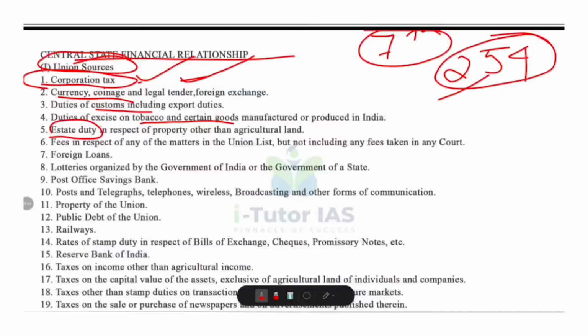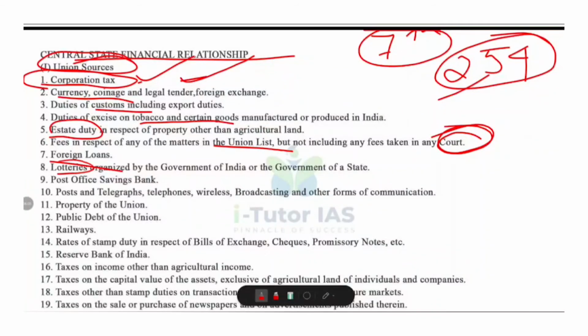Tax on inherited property other than agricultural land. Okay, so it is called estate duty. Then fees on union list matters, that is fees collected for subjects mentioned in the union list except court fees. Remember that, okay, except court fees. Then foreign loans. What is that? Borrowing money from foreign governments or international institutions.